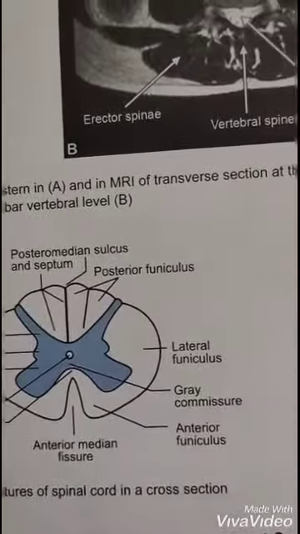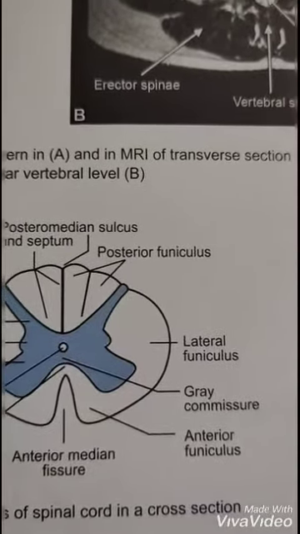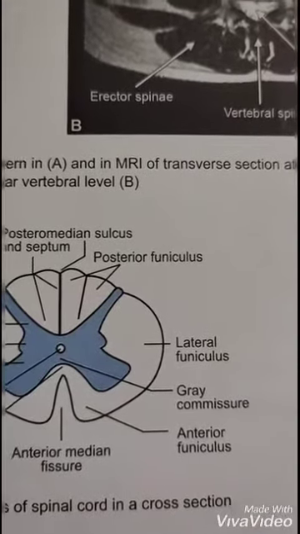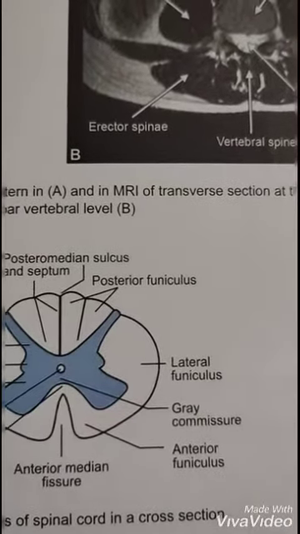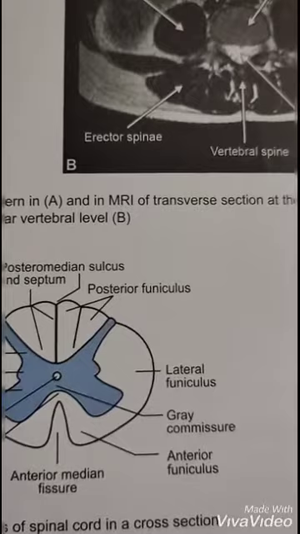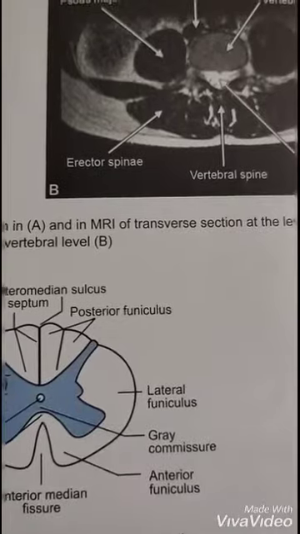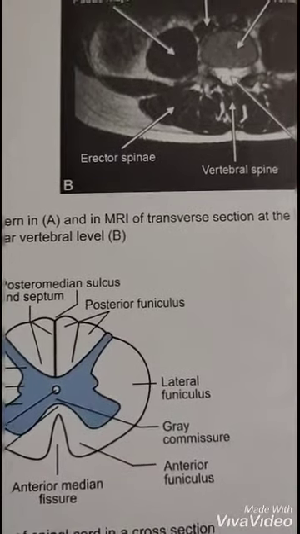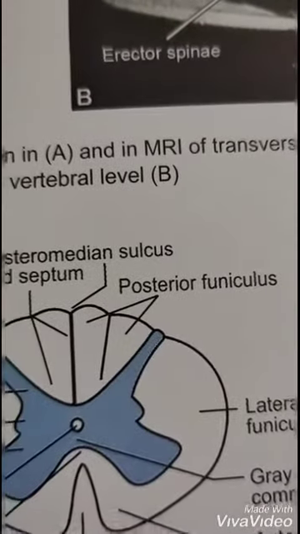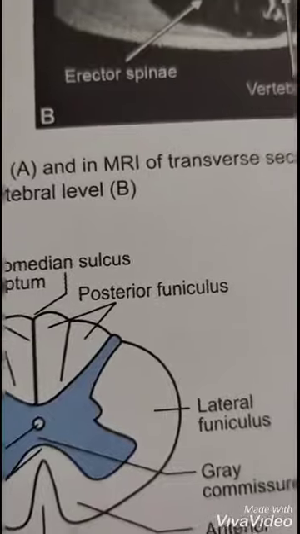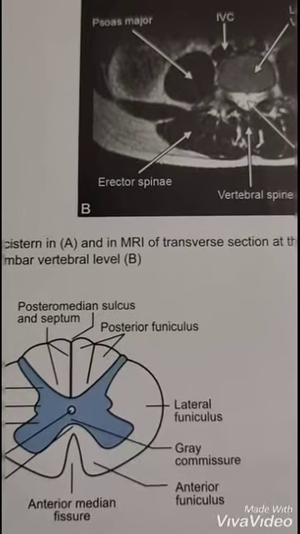Coming to the white matter, it is divided into three parts: anterior funiculus, lateral funiculus and posterior funiculus. Between the anterior median fissure and the gray column, you can see the anterior funiculus. Between the gray column and the posterior column, we can see the lateral funiculus. And between the posterior median septum and the posterior column, you can see the posterior funiculus. So white matter is divided into posterior funiculus, lateral funiculus and anterior funiculus.